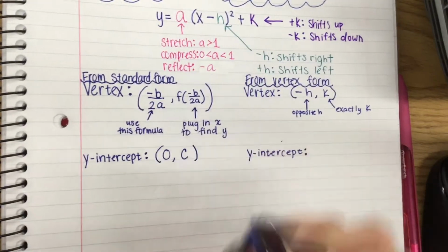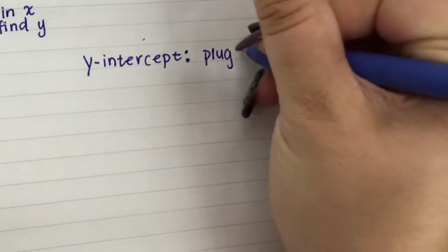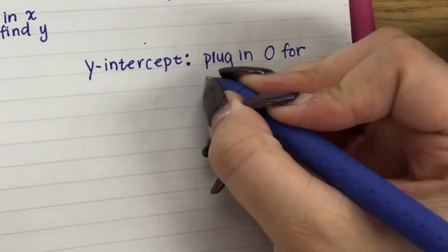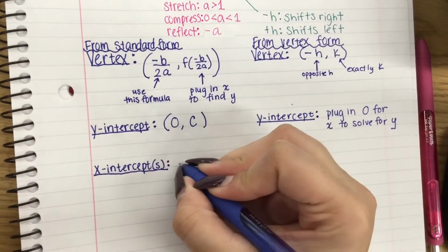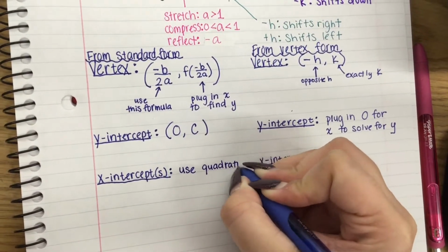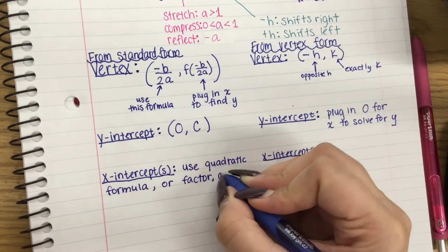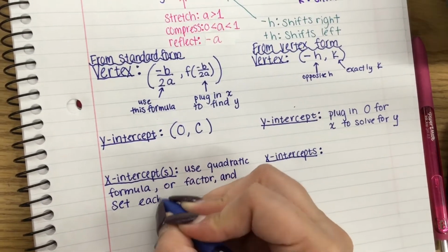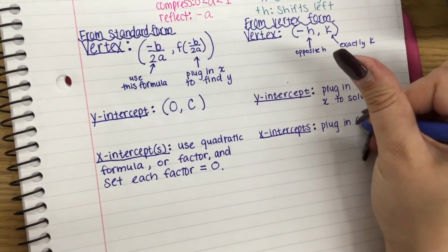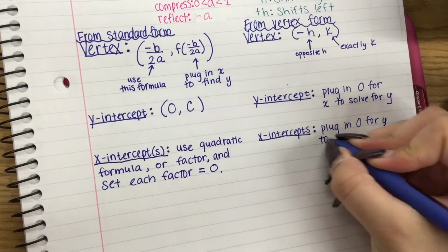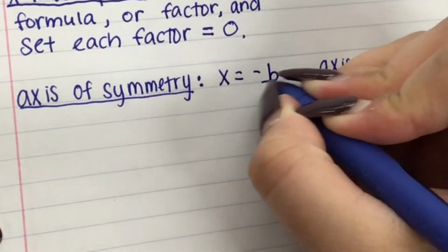To find our y-intercept when we're looking at standard form, we're looking at (0, c). So we're looking at that c value like when we looked at a, b, and c for the quadratic formula. For the y-intercept in vertex form, we're plugging in 0 for x to solve for y, just like we would find a y-intercept in any other type of function. For x-intercepts, in standard form, you're going to use that quadratic formula, or you're going to factor and set each factor equal to 0 to find your x-intercepts. In vertex form, you have to plug in 0 for y and solve that equation to find those x values. So this seems like an overload of information, but we will see examples of these very soon.